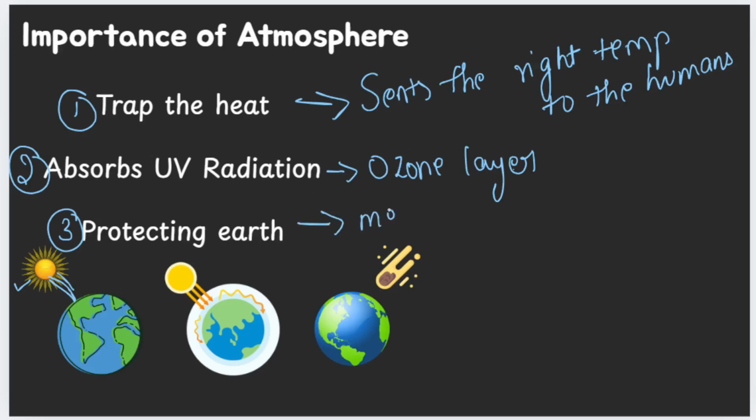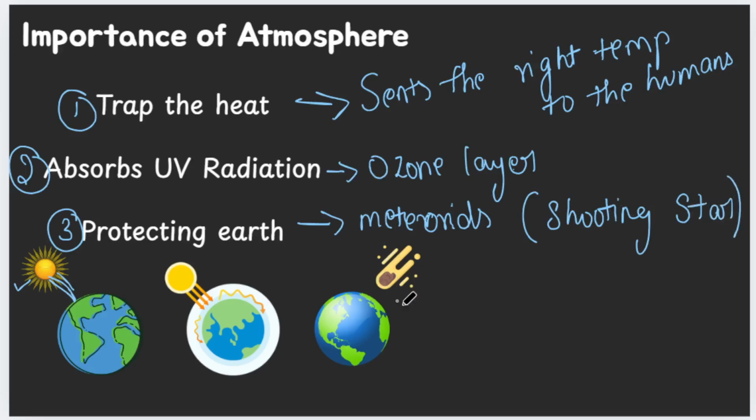We have seen meteoroids. What are meteoroids? Meteoroids are shooting stars, right? So when this star hits the earth, which layer will burn these meteoroids? Of course, the mesosphere. The mesosphere burns these meteoroids, right?